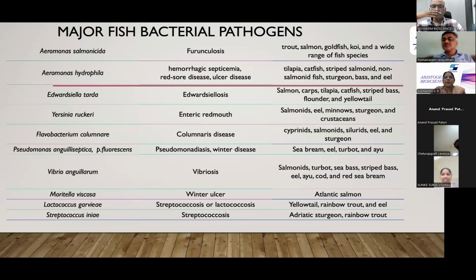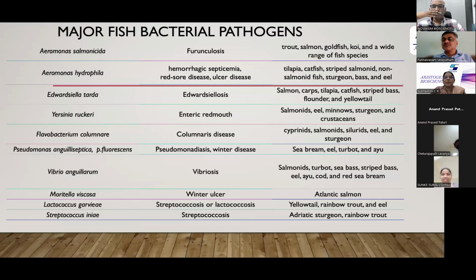When you say septicemia, it's an infection affecting the blood and the internal organs. The entire animal is affected, a systemic infection is happening in the animal. That is septicemia. The second is fin rot, where there is degeneration of the fins. It also causes ulcers on the skin of the fish, so it's also called ulcerative disease.